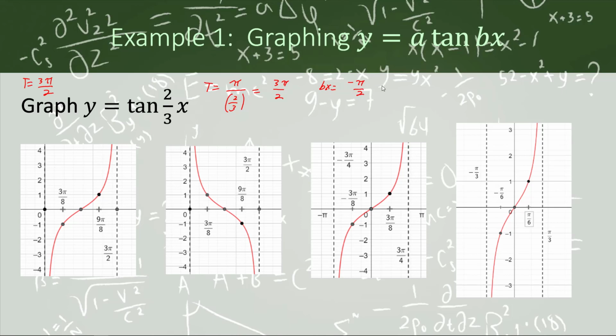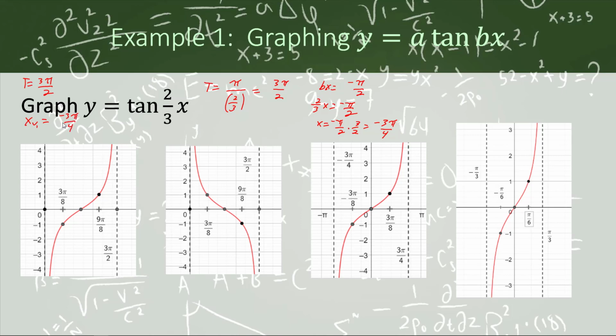Okay, well, b is 2/3, so that will be 2/3 times x is equal to negative pi over 2, or that x is equal to negative pi over 2 times 3/2, which will give us negative 3 pi over 4. Okay, so we have our first vertical asymptote. I'm going to call that xv1 is equal to negative 3 pi over 4.